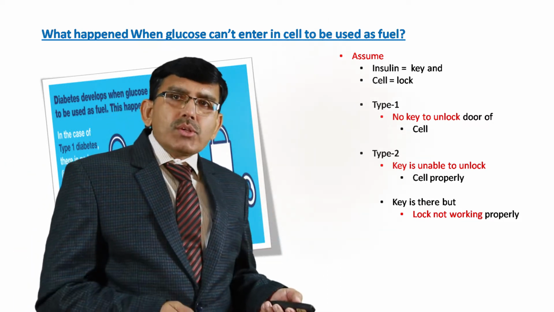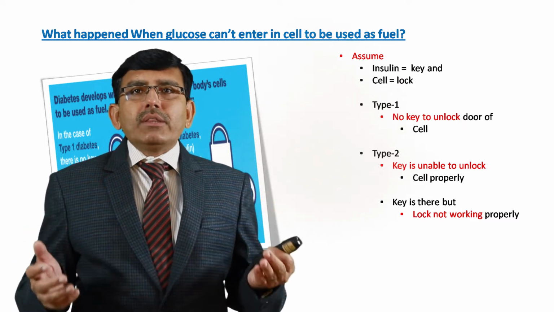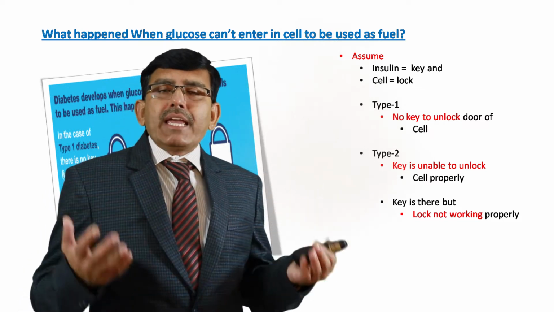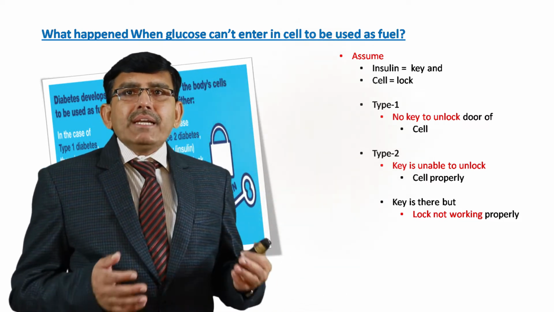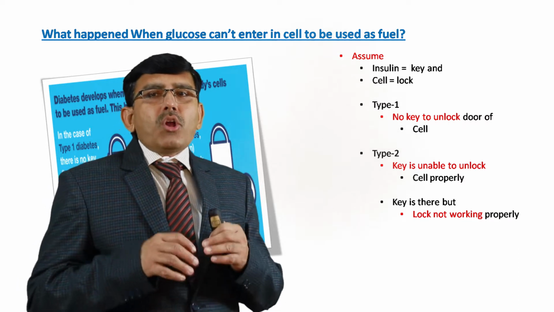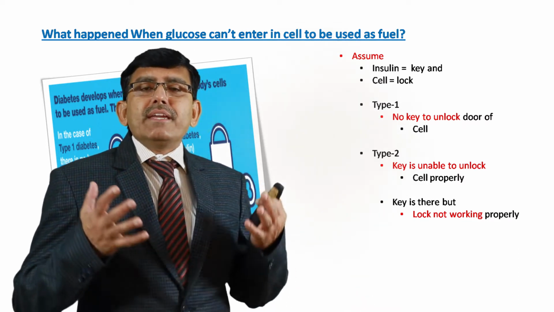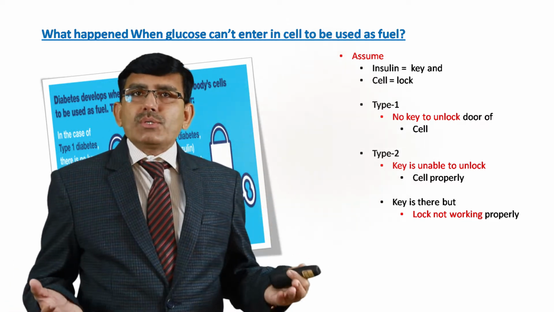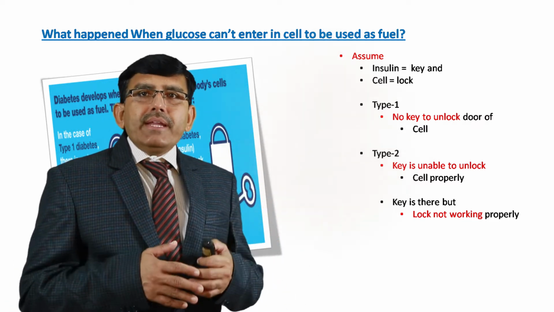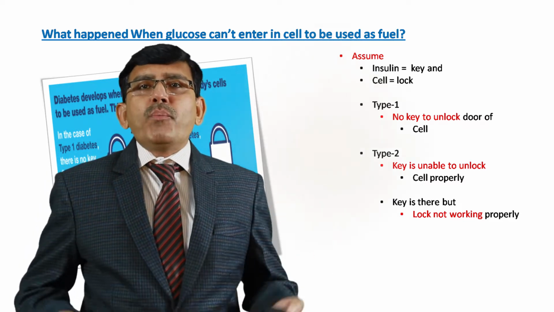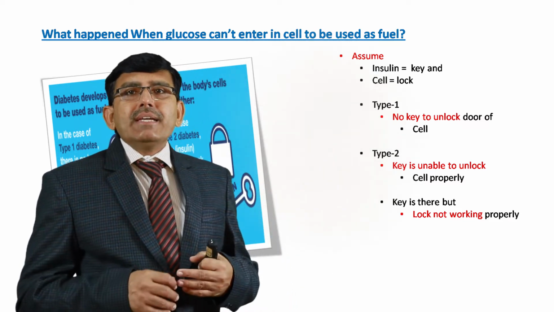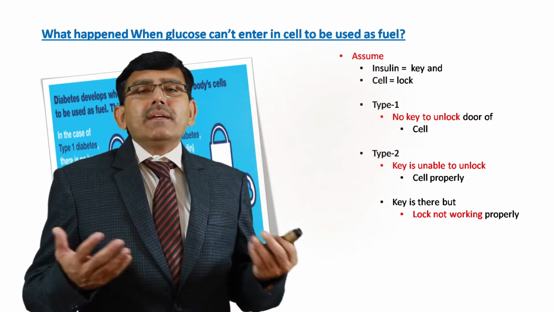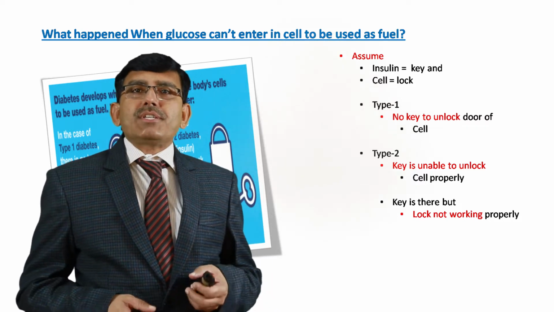Whereas suppose there is no key to unlock the door of a cell, or the key is unable to unlock the cell properly, it means the key is there but the lock is not working properly. So these are the two main causes for the glucose problem. In the first case, there is a key but it is unable to open the lock. In the other case, the key is not available to open the lock, and hence the abnormality begins.